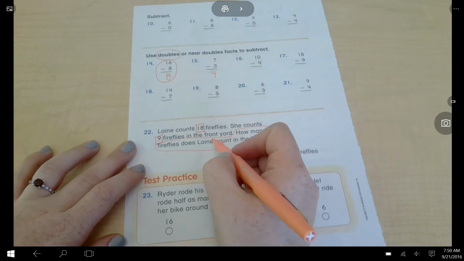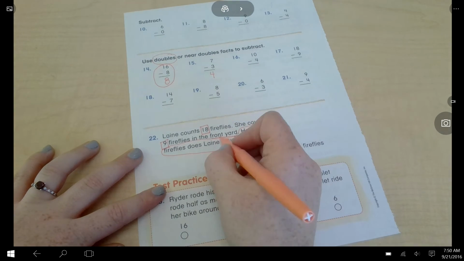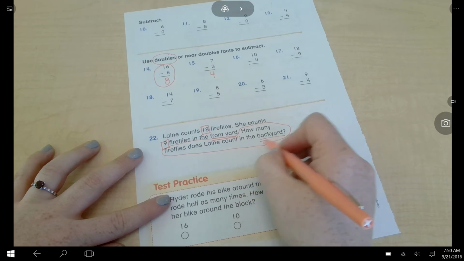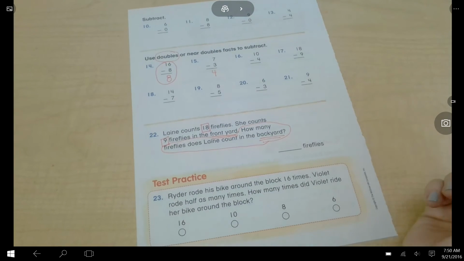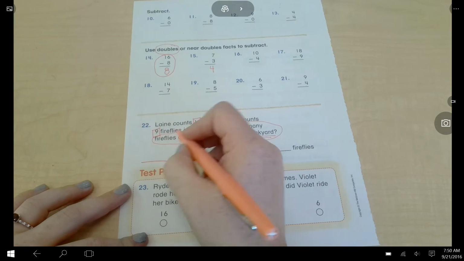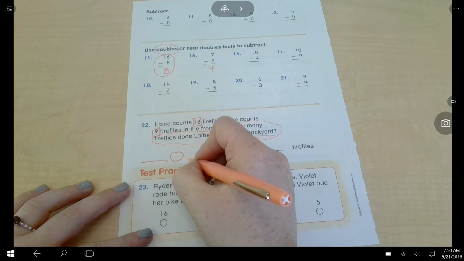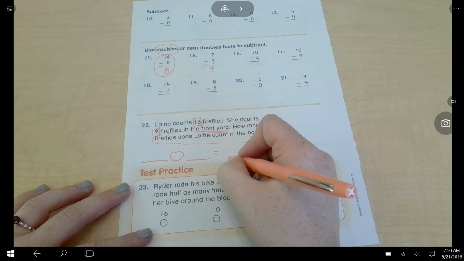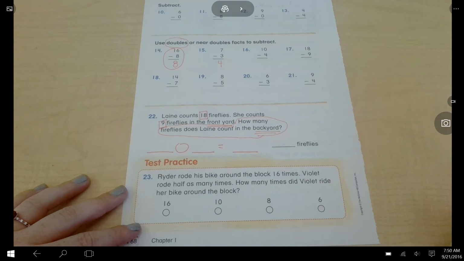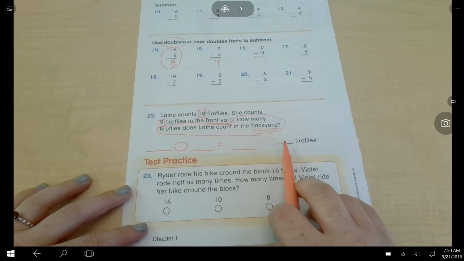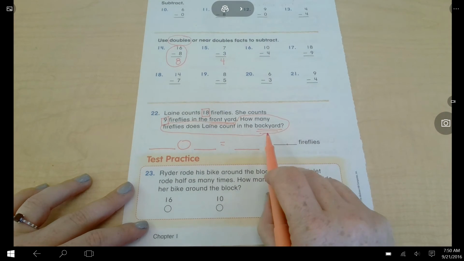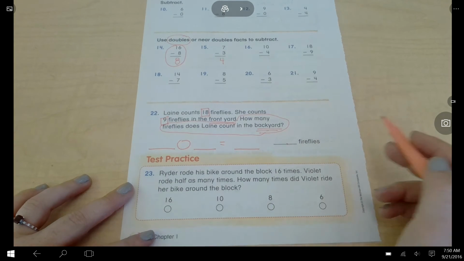She found some in the front yard, so we're going to underline front yard, and we want to know how many she found in the backyard. Okay? Write a number sentence here, so it'll look like blank something blank equals blank. Pause the video, do that now. You should have filled in a number sentence and have your answer written on that line next to fireflies to find out how many fireflies she found in the backyard.